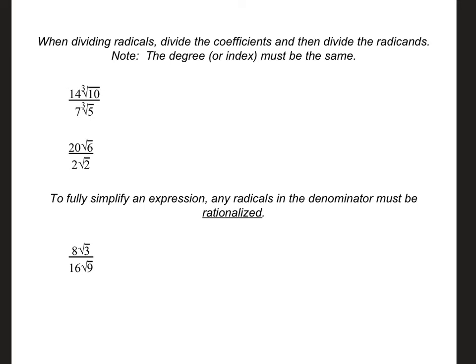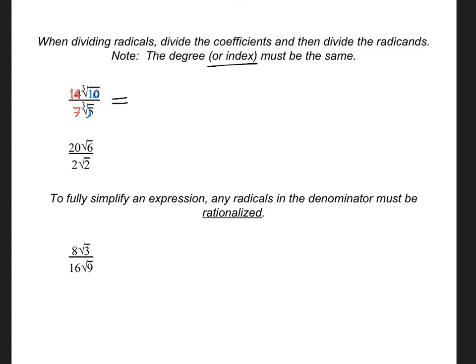In this lesson, we're going to look at dividing radicals. When we're dividing radicals, we can divide them if the indexes are the same. If they are, it's very similar to what we did with multiplying radicals. We divide the coefficients, and then we divide the radicands. In this case, we have coefficients of 14 and 7. The degrees are equal. We have radicands of 10 and 5.